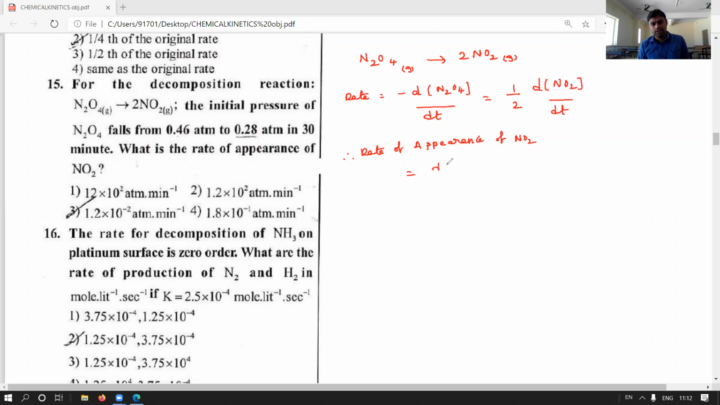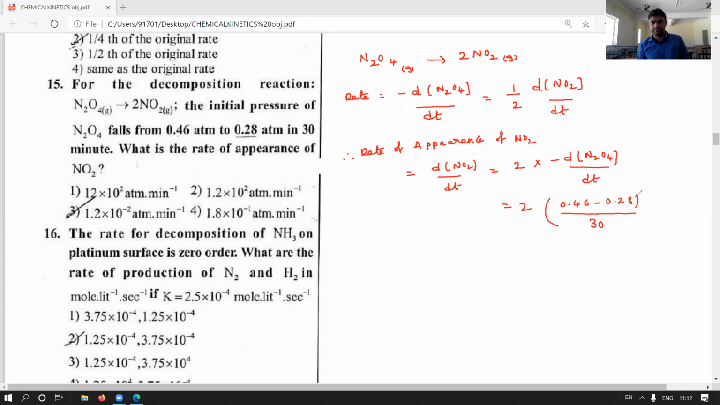The rate of appearance of NO2 is equal to d[NO2] by dt, which is equal to 2 times minus d[N2O4] by dt, meaning 2 into the decrease in the concentration or pressure of N2O4, that is P1 minus P2. That value is 0.46 minus 0.28. The time interval is 30 minutes.